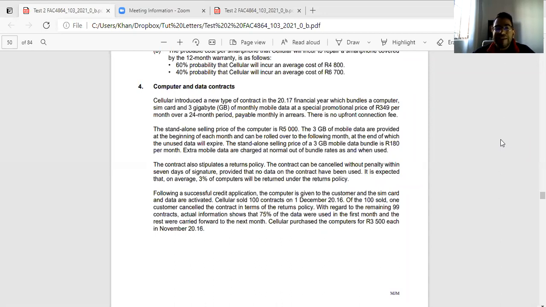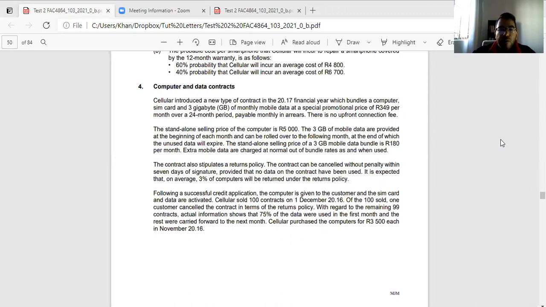4,320. So therefore, the sum of the standalone selling prices, 4,320 plus 5,000, will give you a sum of 9,320 Rand. So you can see once again, the sum of the standalone selling prices exceeds the transaction price of 349 times 24. Therefore, there is no discount implied in the situation, even though they call it a promotion. Okay, so just be aware of that.